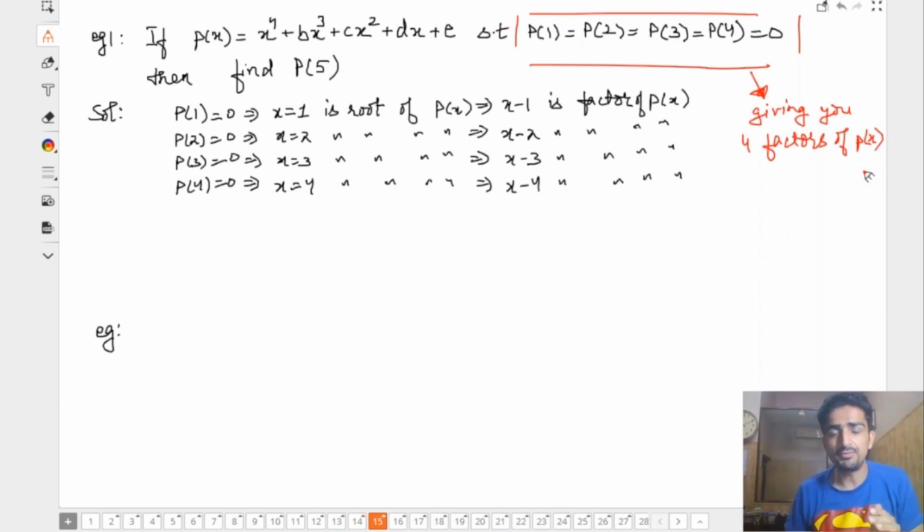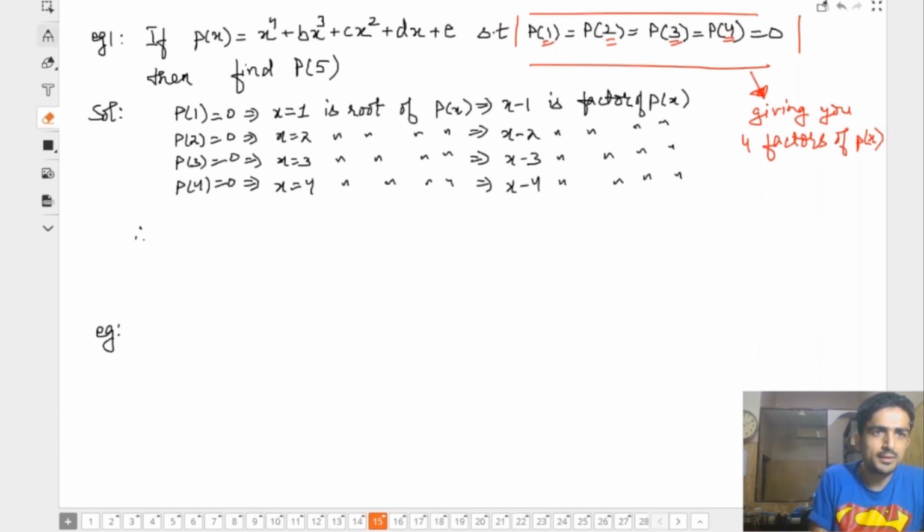Simple statement: if x equal to a is a root, then x minus a is a factor. 1 is a root, so x minus 1 is a factor. 2 is a root, so x minus 2 is a factor. 3 is a root, 4 is a root, so x minus 3, x minus 4 are factors. Now, if they are factors, then this p(x), let me just write p(x) only.